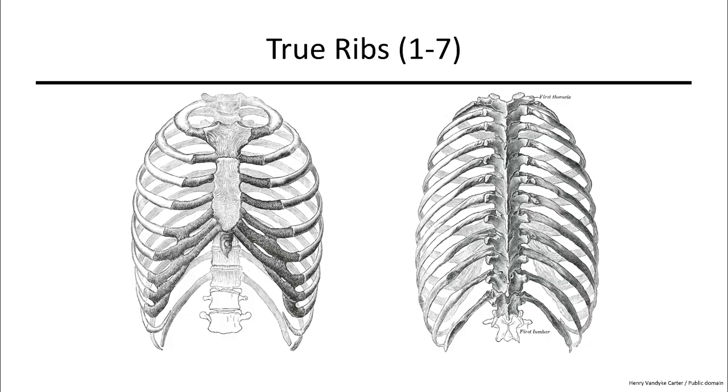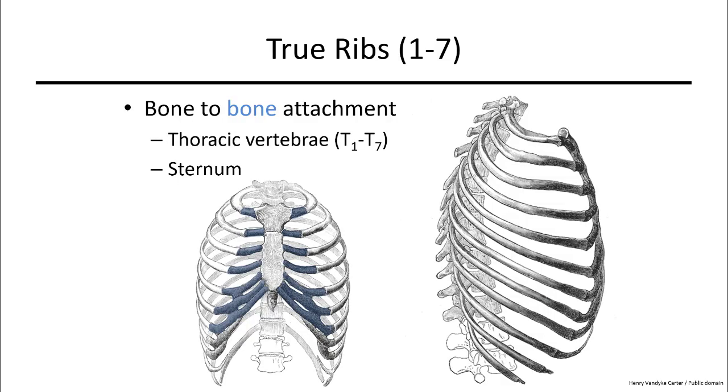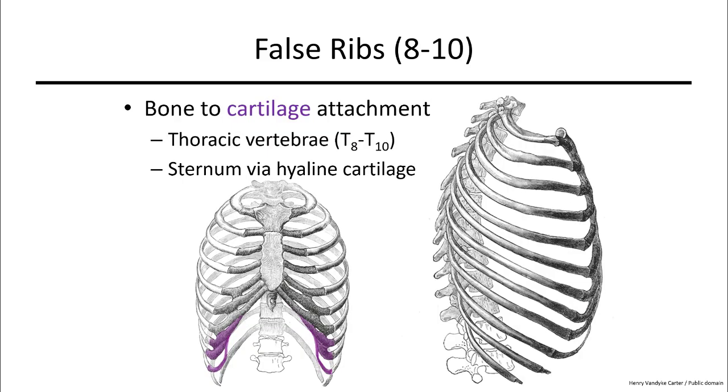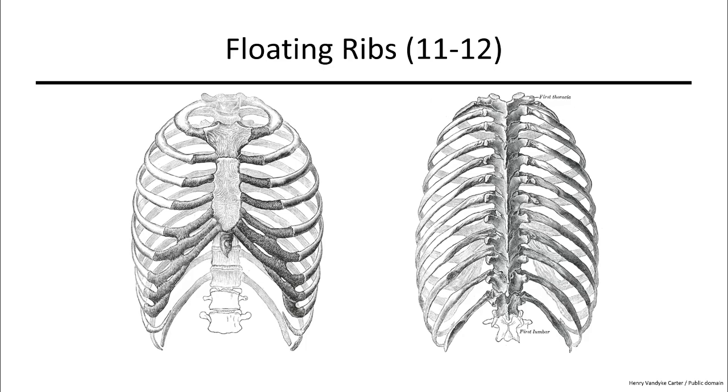Now the rib cage. Of our 12 pair of ribs, the first 7 ribs off the thoracic vertebrae are known as true ribs. They are considered to be true ribs because they have a bone-to-bone attachment. They originate from the thoracic vertebrae posteriorly and attach anteriorly to the sternum. False ribs come from the next 3 thoracic vertebrae. False ribs start from the thoracic vertebrae 8 through 10 and then attach indirectly to the sternum via hyaline cartilage.